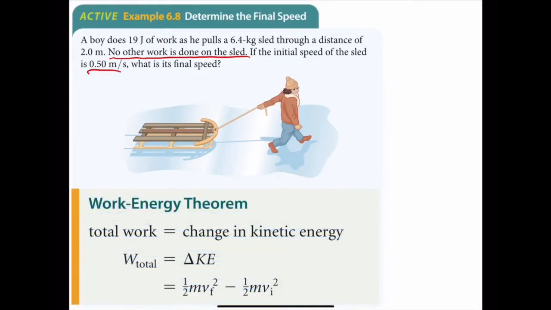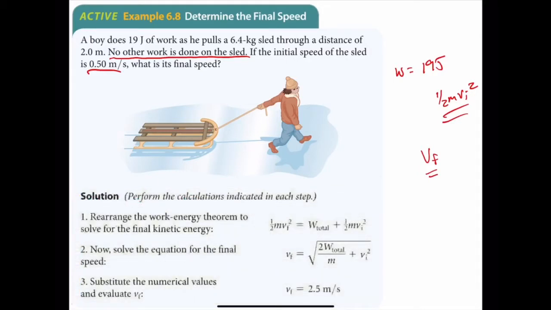Well, this is basically a work energy theorem problem where you're going to be given the information for two of the parts. We have the work, which is 19 joules, and we have the initial setup, which is going to be the 1/2 mvi squared. We've got the information to find that, and we need to find the VF is what we're looking for. So to solve this problem, pretty straightforward. Here it is. You would rearrange the formula, so you end up with the VF on the left.